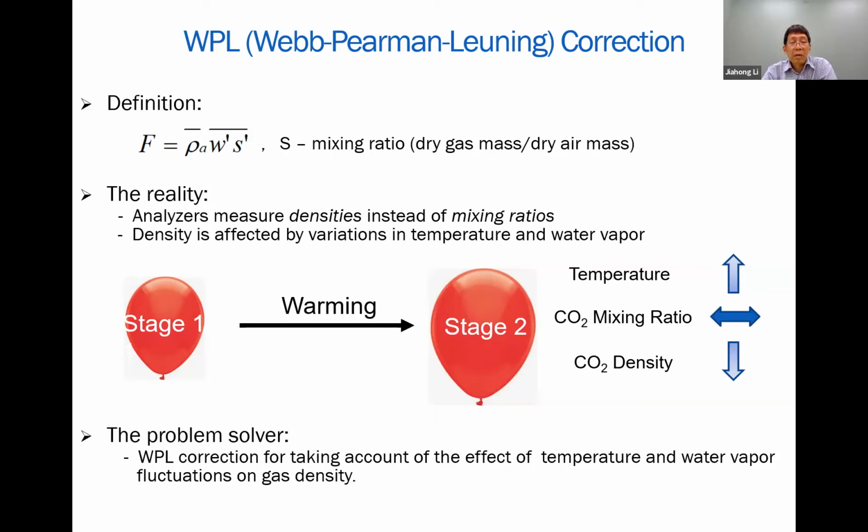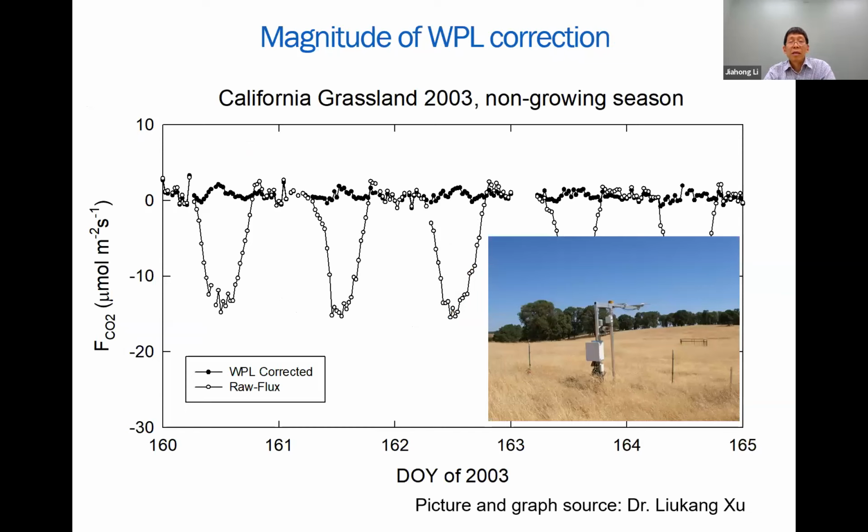The WPL correction is for taking account of the effect of temperature and the water vapor fluctuations on gas density. Here are a picture and a graph from my colleague, Dr. Liukang Xu, showing the magnitude of WPL correction. In California, grasses died off in summer due to lack of rain.